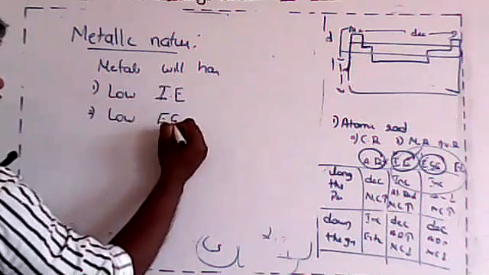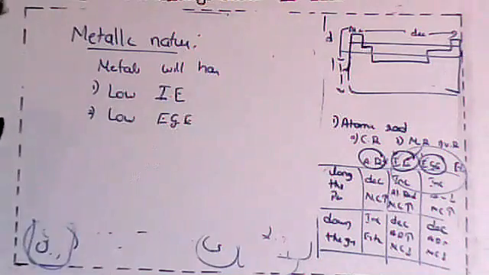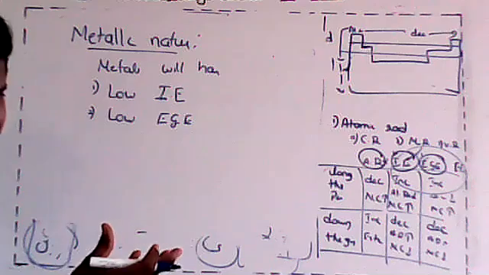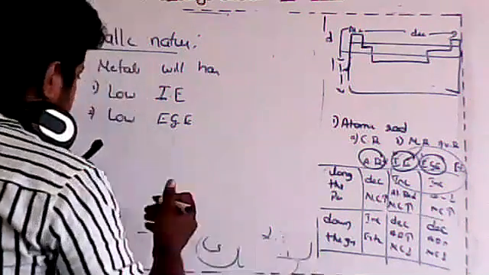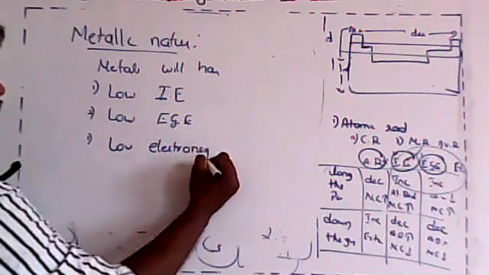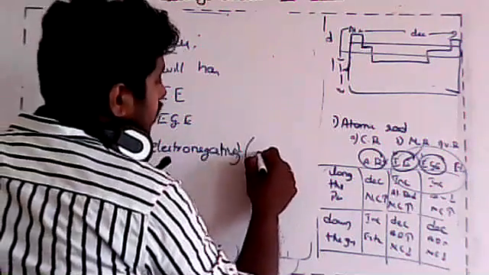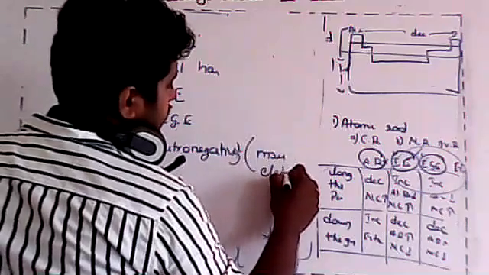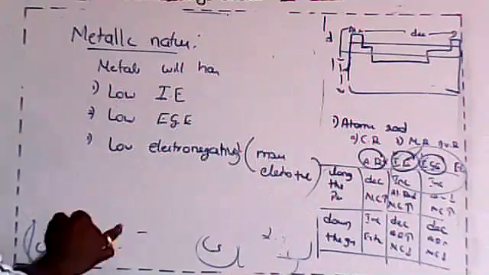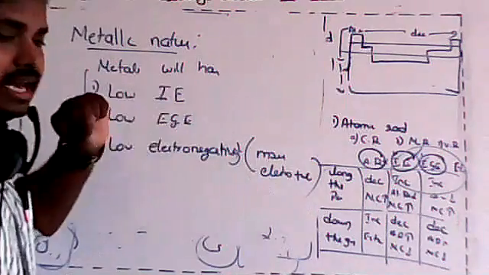Usually metals will have low electron gain enthalpy, meaning when you give an electron, they won't release much energy, they don't have that much attraction for it. Or low electronegativity, so they will have a low electronegativity or be more electropositive. Got it, dear students? So these are the values that decide the metallic nature of anything.